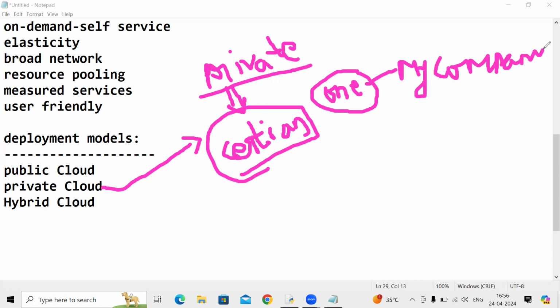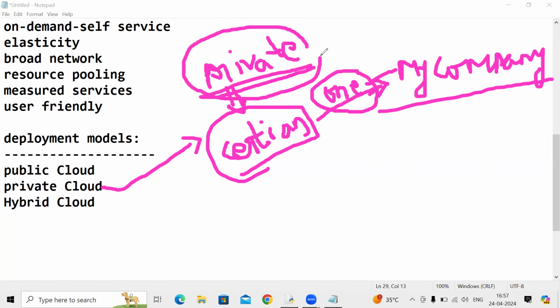A private cloud belongs to only one company, guys. No other companies and no other public people can use this private cloud. It belongs to a certain company, a certain organization and certain people only. There are restrictions in this. Not all people are allowed to use this private cloud. Only that organization and that company have to use it. Only those persons have to use this private cloud.